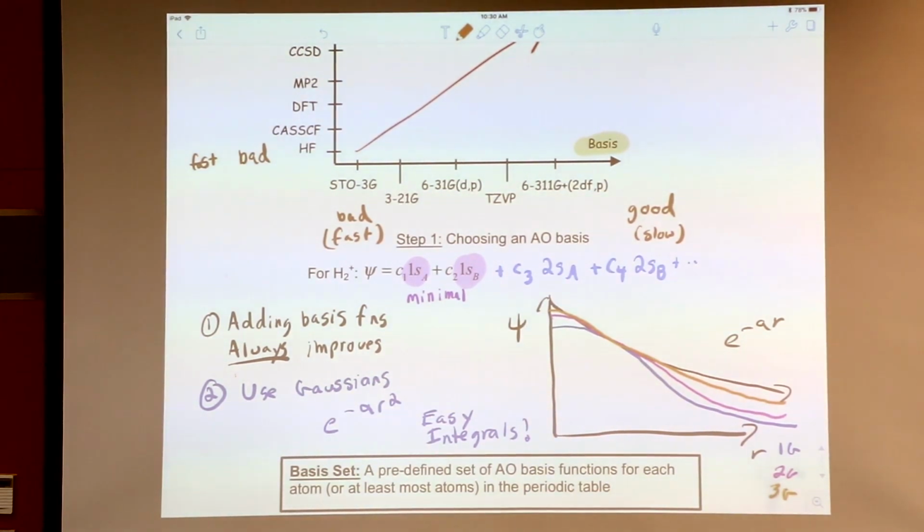And then 4 Gaussians, and 5 Gaussians, and 6 Gaussians. But it's clear then that by using a large number of Gaussians, I could get whatever I want just by brute force. And so those are the two things about building basis, choosing basis, AO bases.